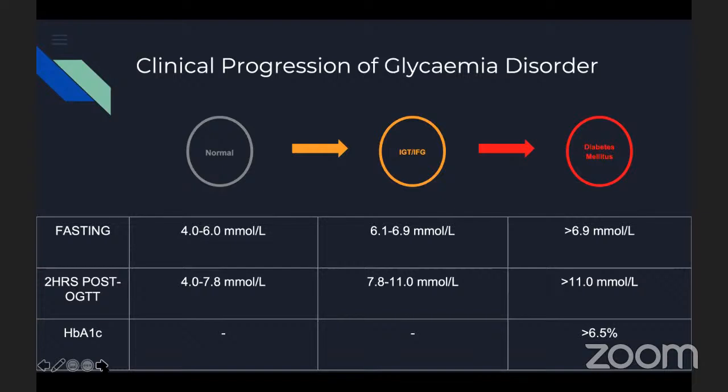So these are just ranges for you to be aware of, especially when you come across patients with a fasting glucose of between 6.1 and 6.9. It's a good opportunity for you to use that as a screening tool and then act upon it by counseling your patients and initiating lifestyle changes where necessary.